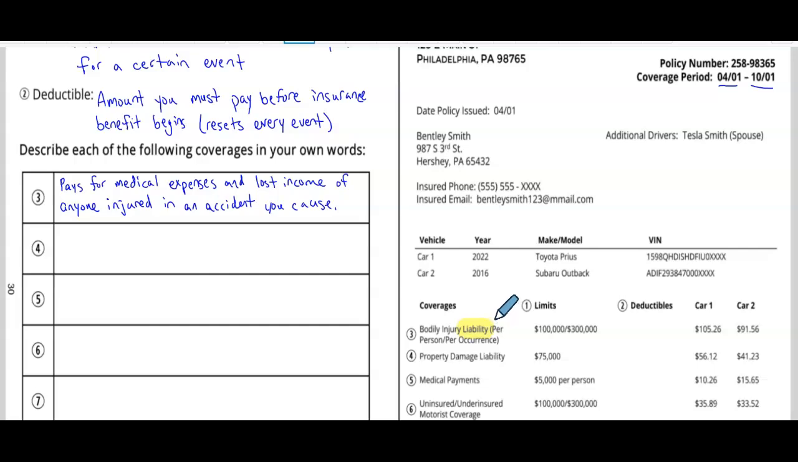Item number 4 is called property damage liability, and there's that word again, liability. So this is if you are at fault and you cause property damage up to $75,000, the insurance company will pay for that. So this pays for property damage.